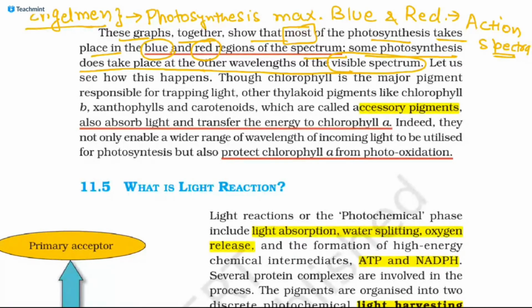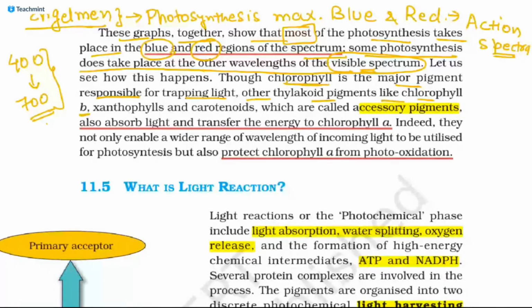What I said, just the question which you asked, is that between 400 to 700 there will be some amount of photosynthesis happening. But it has to be within the visible range, the visible spectra between 400 to 700. Beyond that, the photosynthesis will be 0. Now, chlorophyll is the major photosynthetic pigment responsible for trapping light, right? So here chlorophyll means chlorophyll A. Understood? Other thylakoid pigments like chlorophyll B.